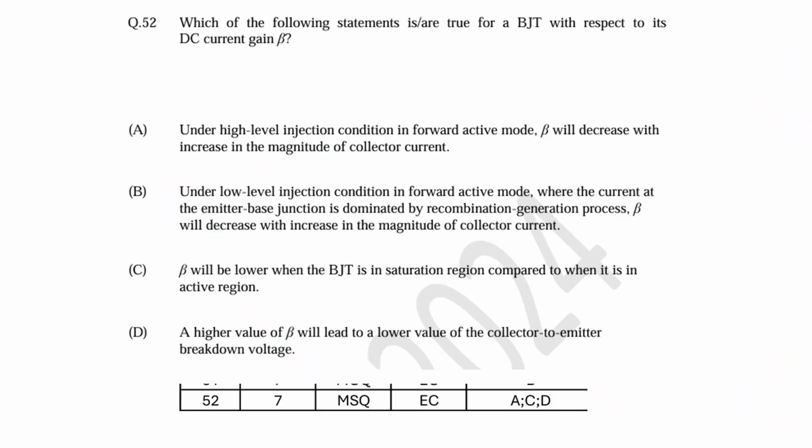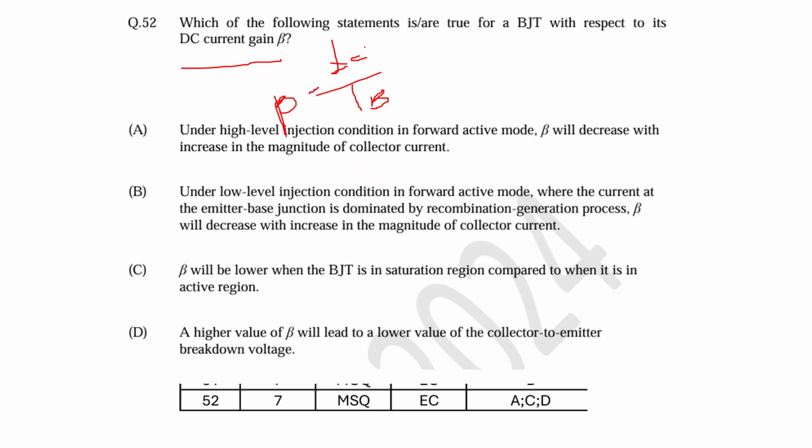Okay, let's take another question. In this question, which of the following statements is true for a BJT with respect to the DC current gain beta? So what is beta? Beta is equal to IC divided by IB. So the current which is passing through the collector divided by the base, that is beta. So beta IB is equal to IC. In this question they are asking about this beta only.